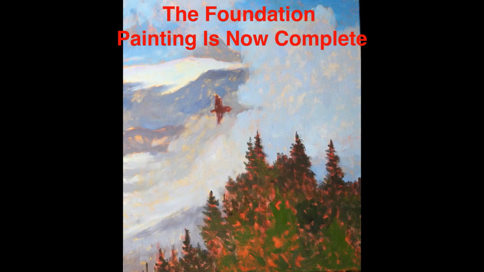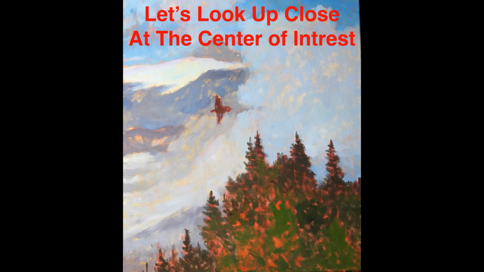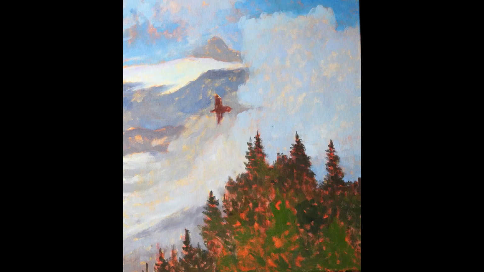With the foundation painting complete, it's time to refine the painting. This is done by modeling the paint. You just keep adding layers of paint. Each layer is thicker or fatter. This process is known as wet on wet.